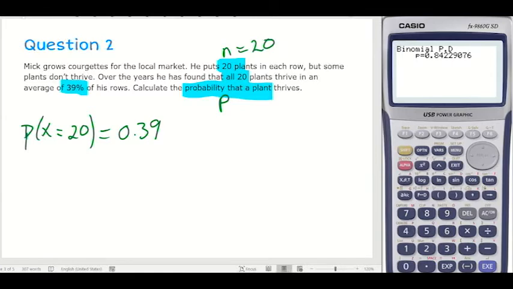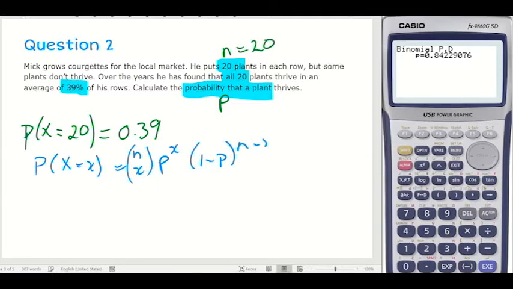So I'm going to go back to the whole formula now, because we don't have the probability of 0, which is often what we need. So my full formula is this one here. We go p to the power of x times 1 minus p to the power of n minus x. Okay, so what I know is when I now substitute in the value x of 20, this first term here, this n choose x, is still going to simplify to a value of 1.